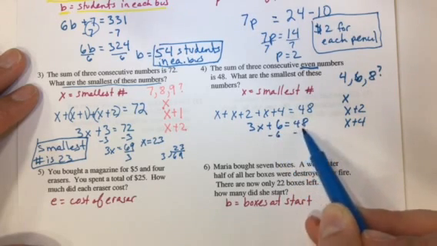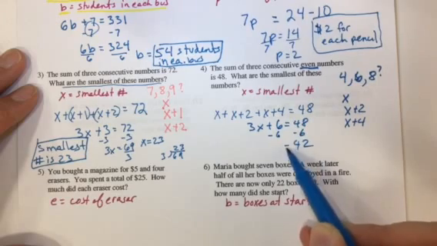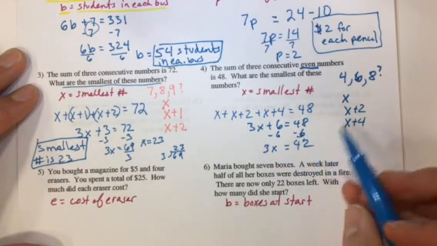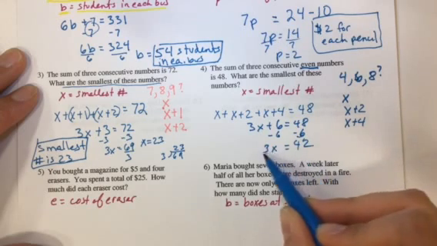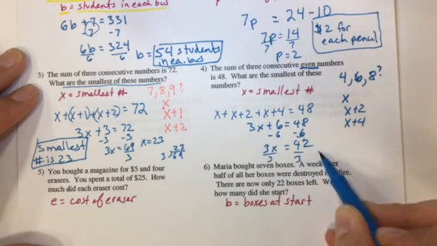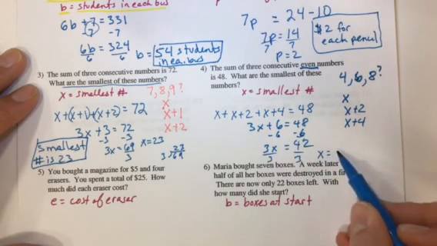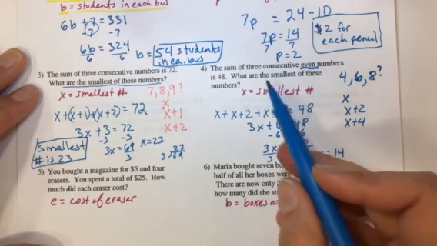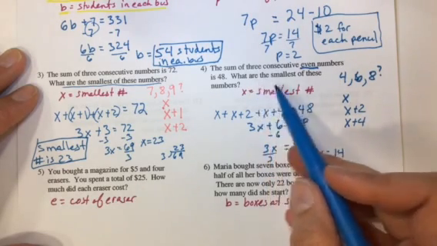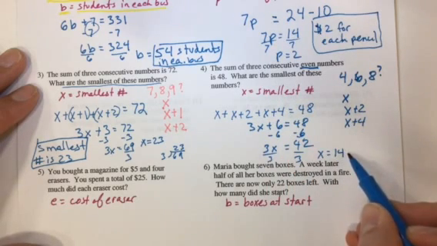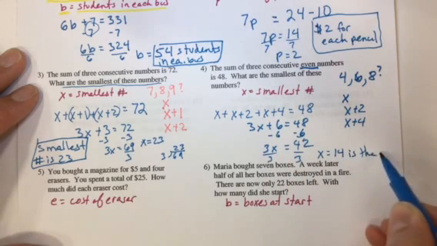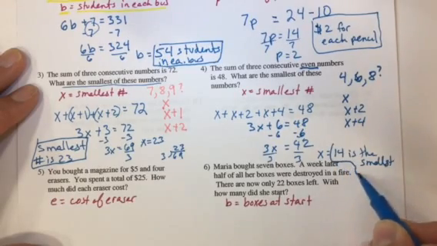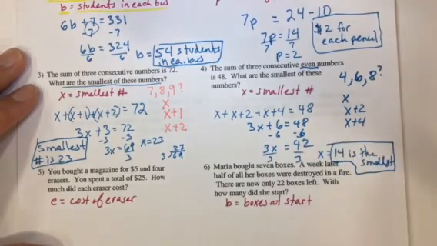Subtract 6 from both sides, I get 42 is equal to 3x. And then when you do the math, divide by 3, x is equal to 14. So the question is, what is the smallest of these numbers? So 14 is the smallest. And that means they're going to be 14, 16, 18, right?